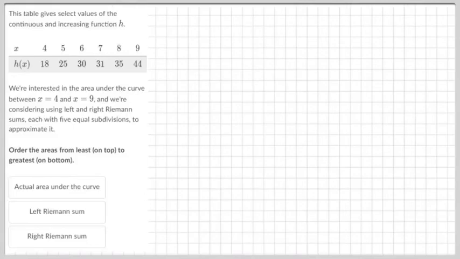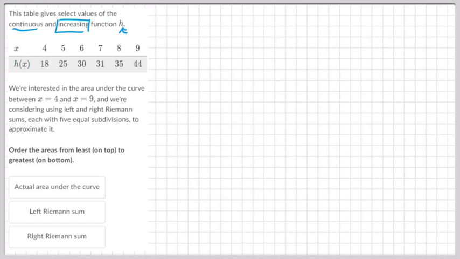Booyah! This table gives selected values of a continuous function, which is important information for us. And this is actually the most important information for us. And an increasing function that is called h. This is the h function. So we're given x values and h values for those x values.